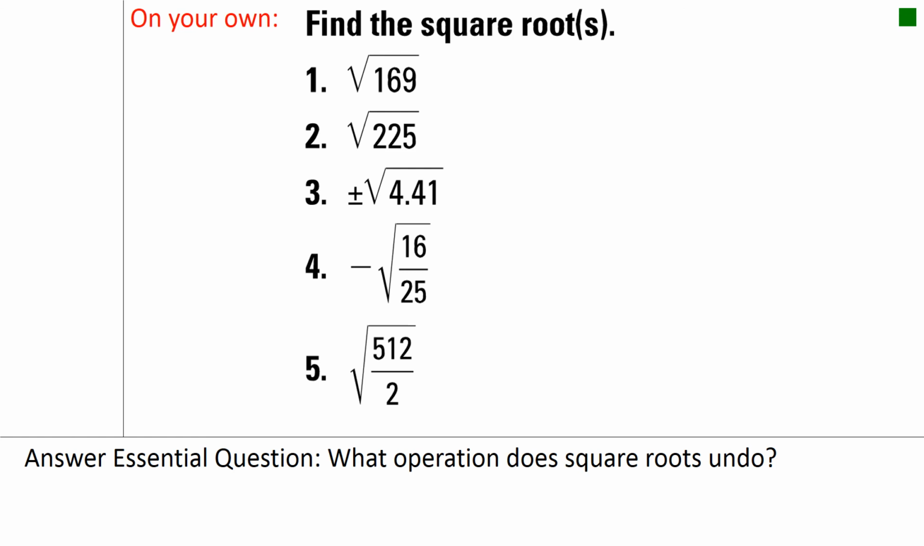Alright, thanks for pausing your video. You should have found, this one's only looking for the positive answer, so the square root of 169 is 13. This one's also only looking for the positive answer since it's not stated, and this is 15. The square root of 4.41 is plus minus, since they're asking for the 2 answers, 2.1.